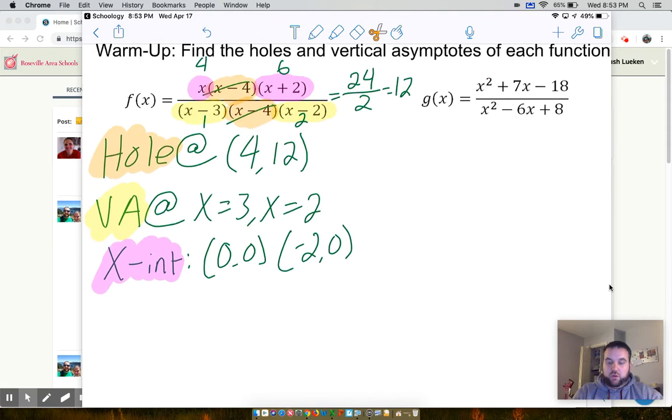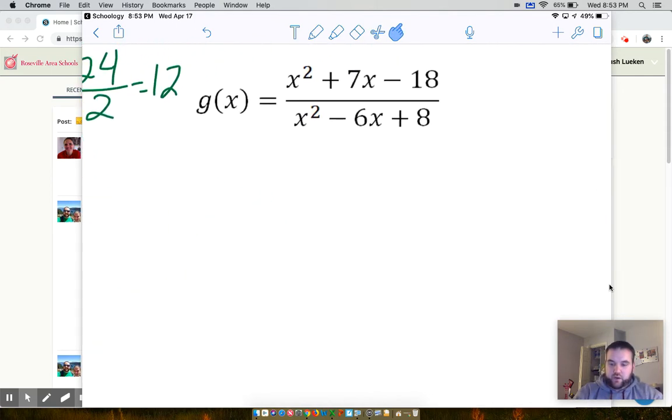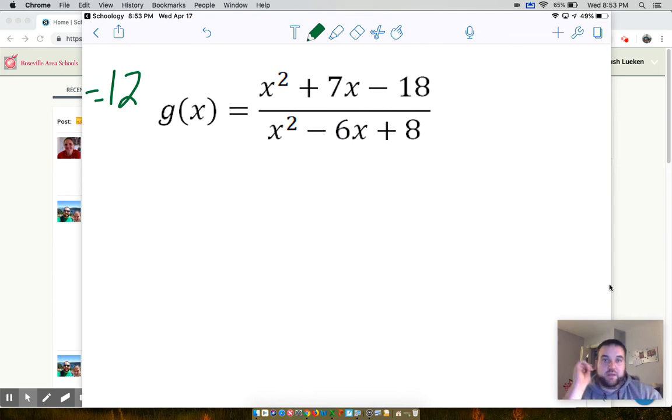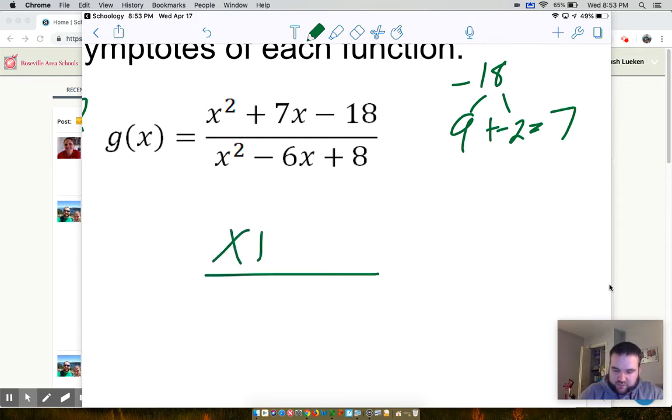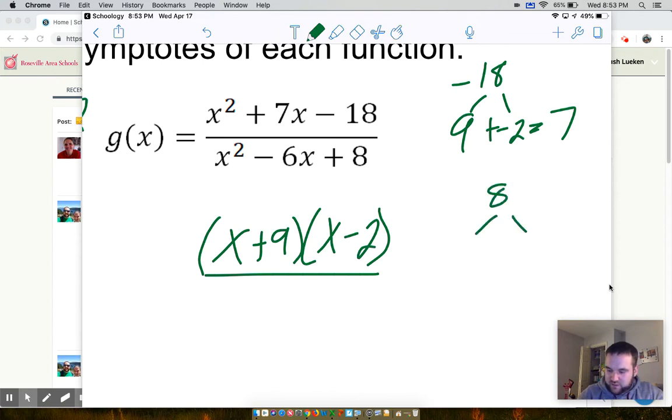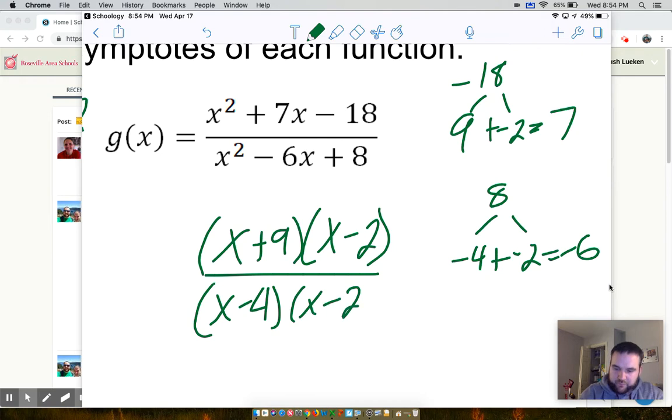If the function's not factored, like the second one, we need to go ahead and factor it first. You'll notice that both of these are just x squared trinomials, which means I can just do the standard factoring. What multiplies to -18 and adds to 7, and that's 9 and -2, which means the numerator could factor into x plus 9 times x minus 2. And on the bottom, I have what multiplies to 8 and adds to -6, and I find that's going to be -4 and -2. So I got x minus 4 and x minus 2 on the bottom.